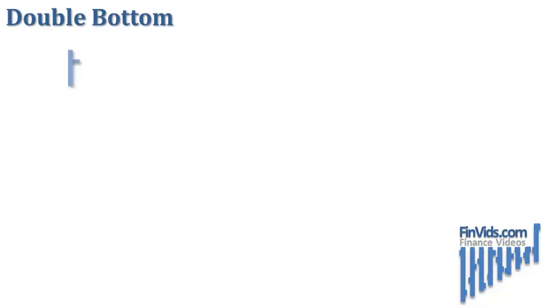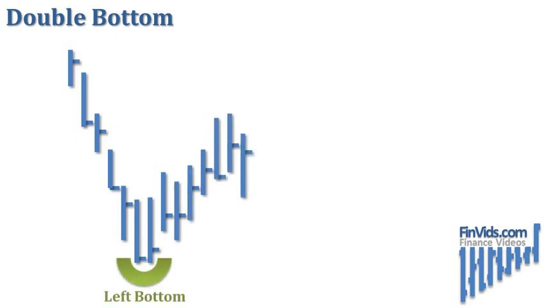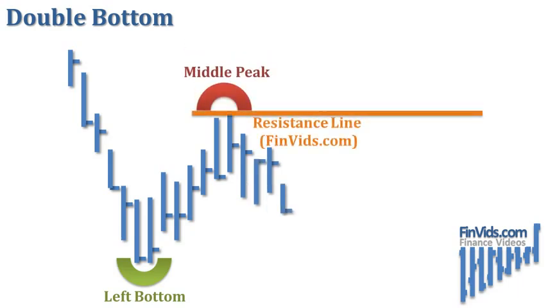The double bottom begins with a downtrend. Prices then retrace upwards. This creates what's referred to as the left bottom. Now, after the retracement uptrend, prices then begin moving downwards. This creates what's referred to as the middle peak. The middle peak also establishes the future overhead resistance line of this pattern.